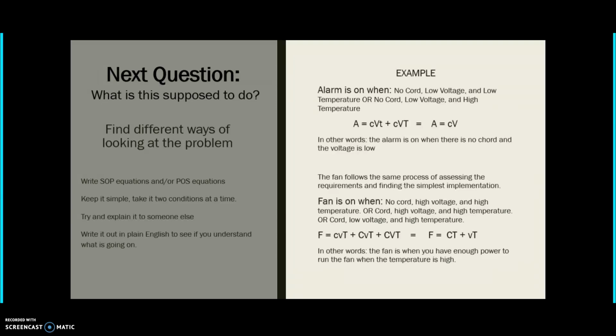So a good way to approach all these different problems is to write sum of products equations or product of sums equations, whichever one you feel most confident to deal with, and the ones that you can simplify the easiest is the best way to do it. An important thing is to realize just to take two conditions at a time. Don't try and simplify an entire equation in a single step. You'll want to take just two conditions at a time and have multiple steps before you go from your original equation down to your simplified equation.